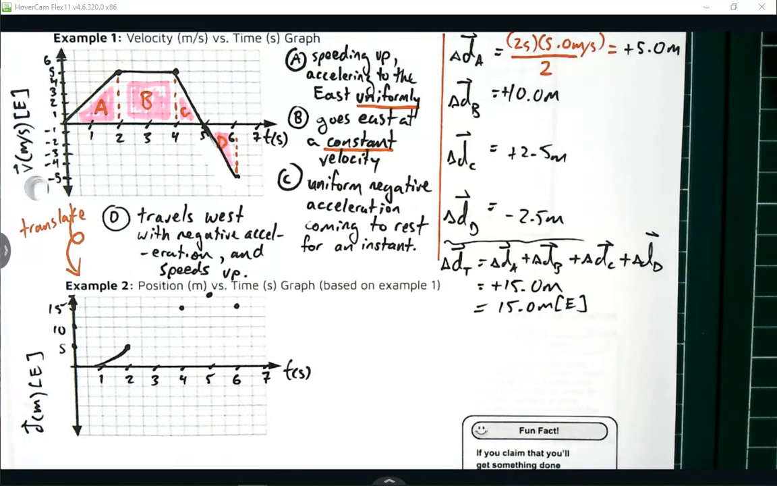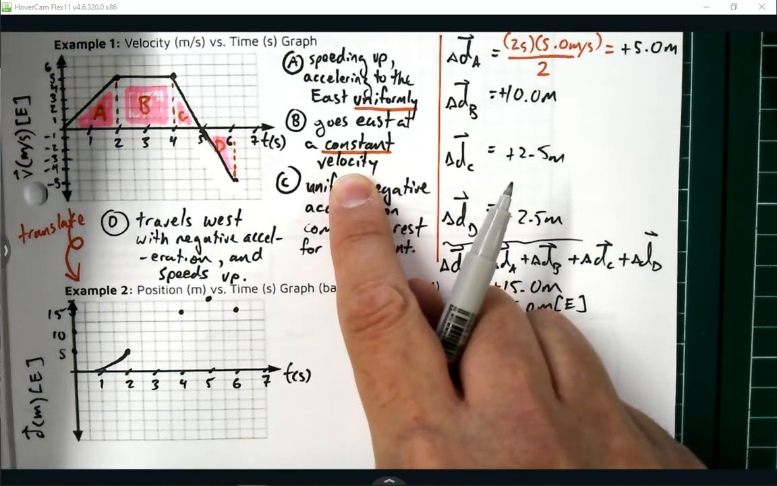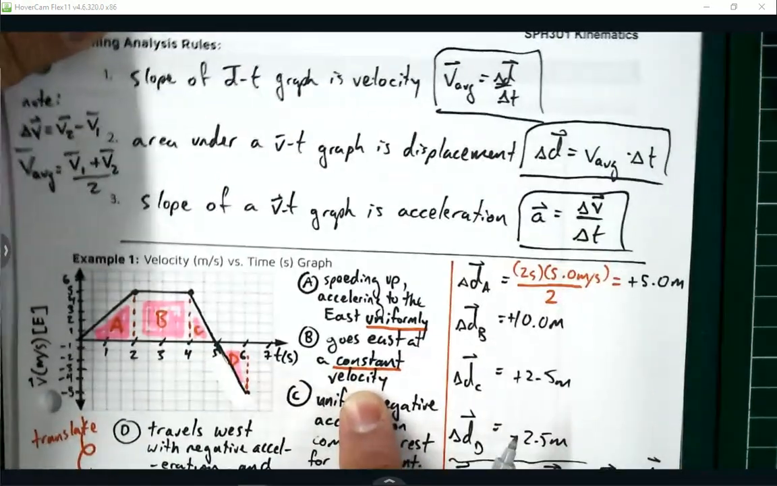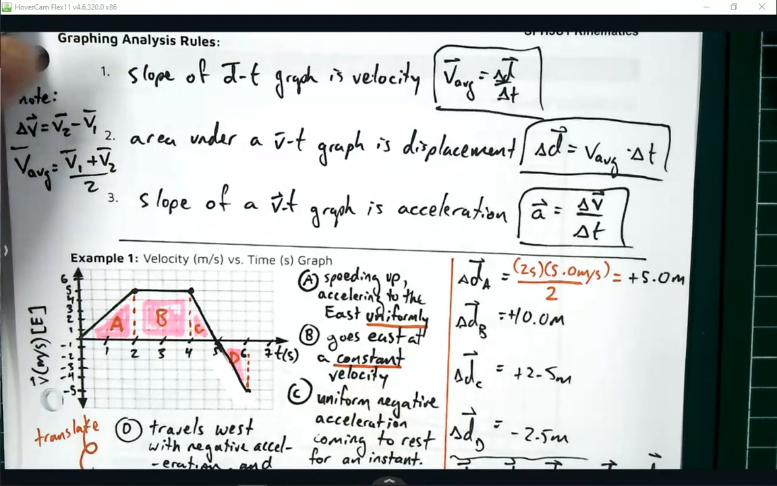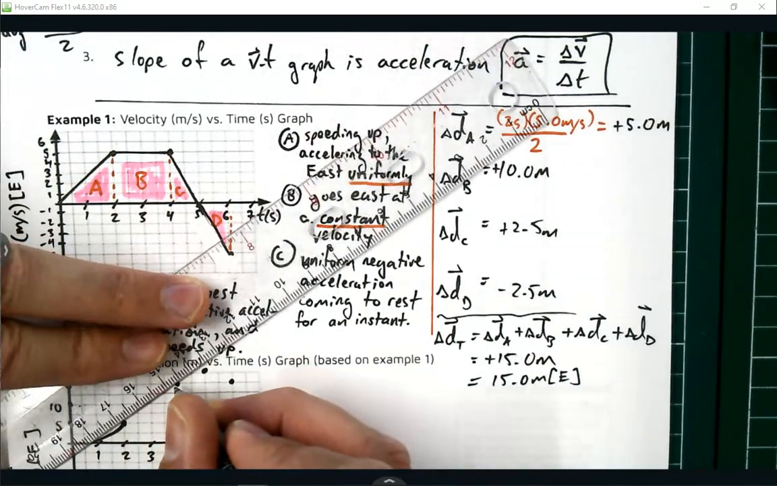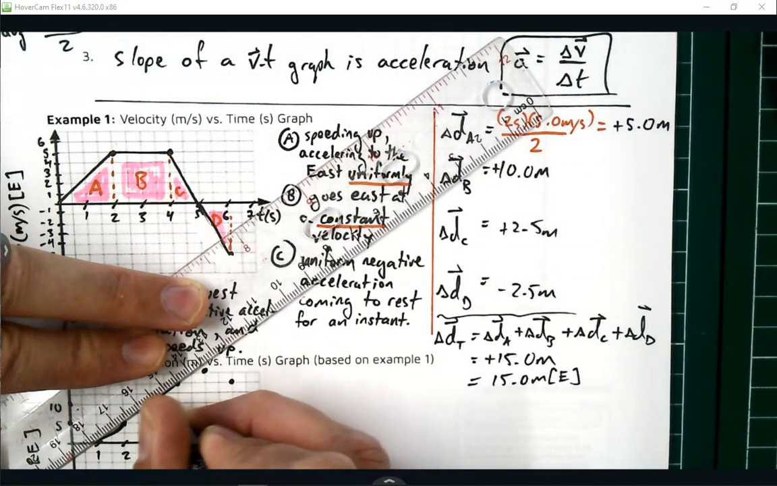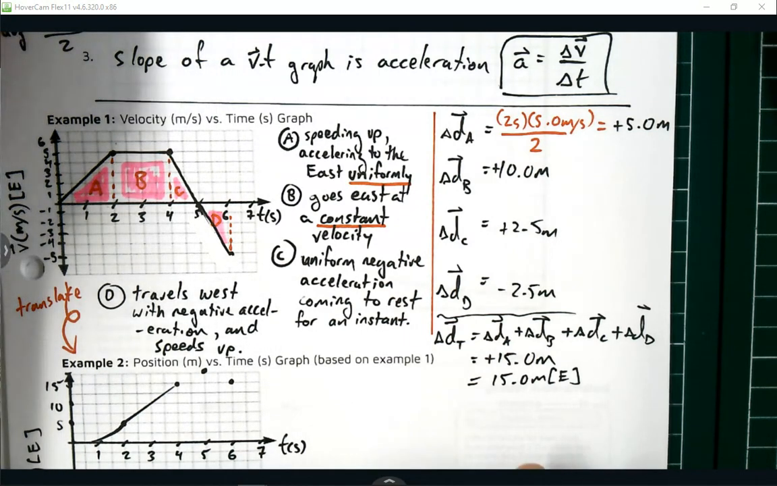All right, the next story that I'm going to tell is that it goes east at a constant velocity. Again, I'm thinking to myself, constant velocity, that means constant slope. So I come back over here and I say, okay, well, as I tell this story from 2 to 4 seconds, my story is one of a constant slope. Isn't this nice the way it all ties together? Like it really is a whole story, looked at from different perspectives.